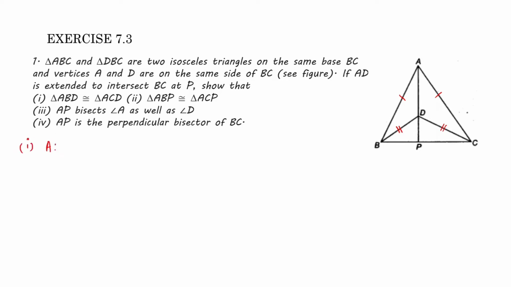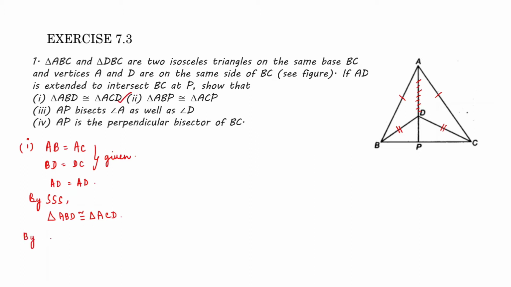First, we know that side AB is equal to side AC given in the question, and side BD is equal to side DC, which is also given in the question. We can see from the diagram that AD equals AD since it's the common side in both these triangles. Thus, by SSS congruency rule, we could say that triangle ABD is congruent to triangle ACD. Hence, the first question is proved.